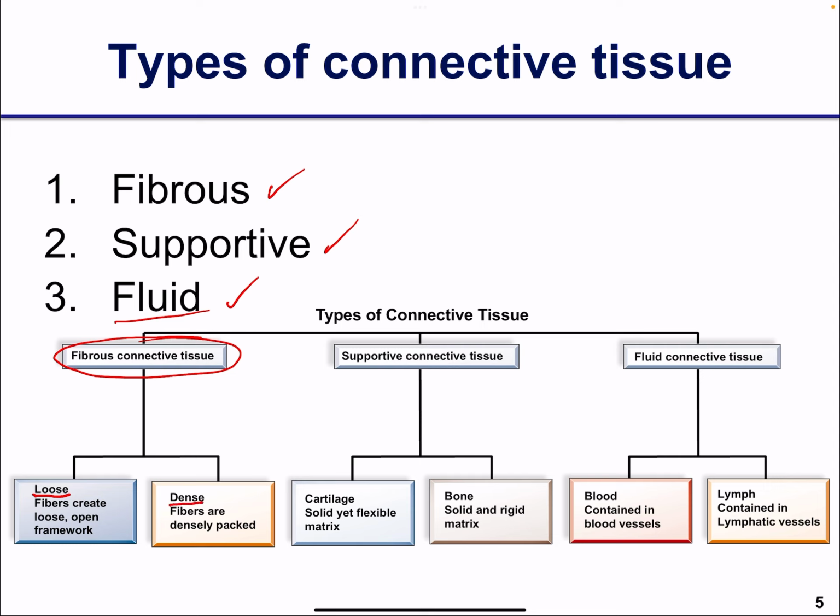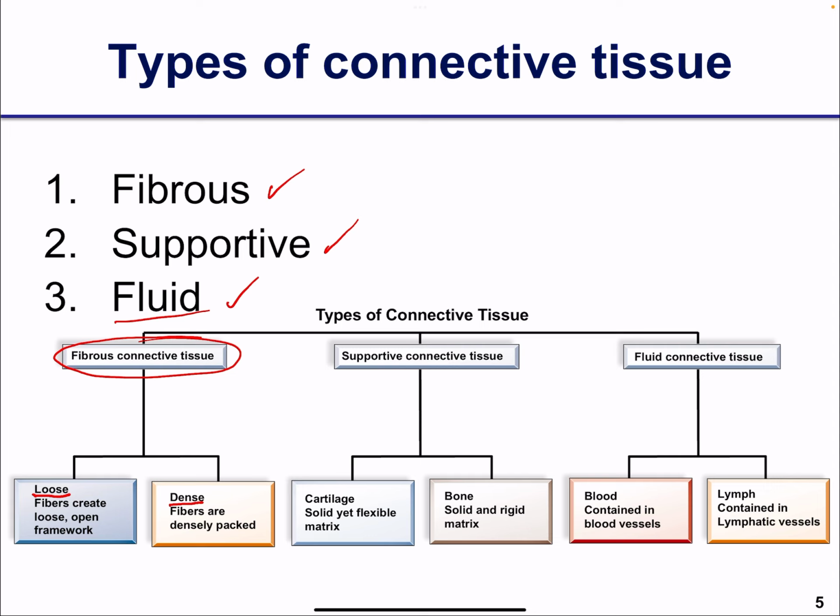The loose connective tissue is going to have some cells and protein fibers, but the whole structure is not compact. That's what makes it loose, right? And then we are going to have the dense fibrous connective tissue. There, the cells and the protein fibers are going to be densely packed together, causing it to look dense, right?